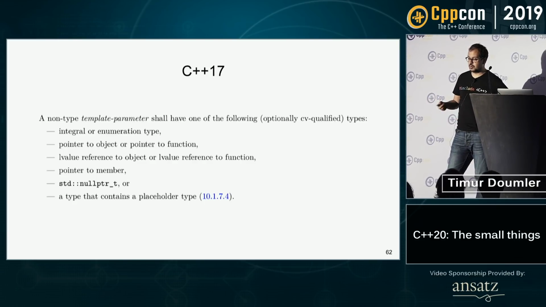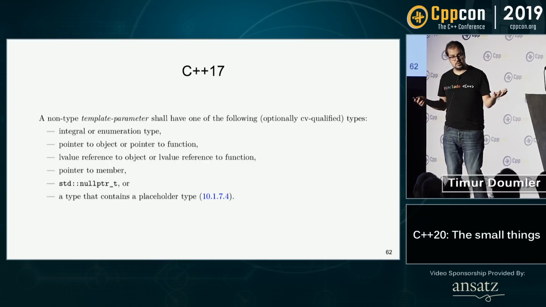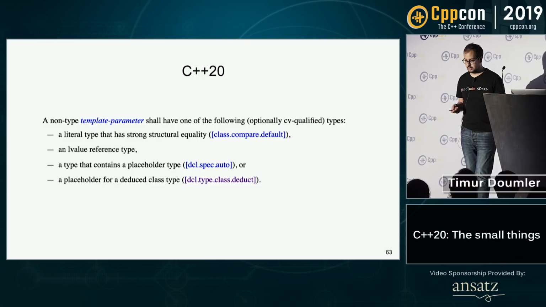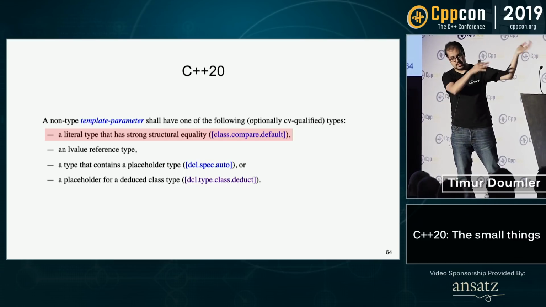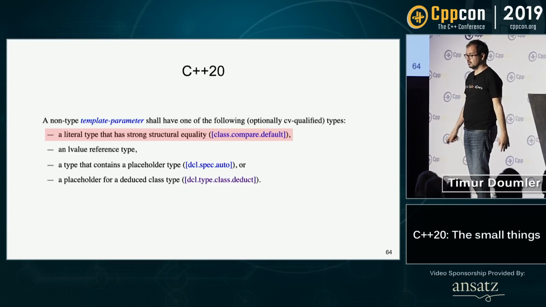So: integral, enumeration, or pointer, or reference. In C++20, the rules look quite a lot different. So it's now a lot more generic. These are the rules in C++20. You can use anything as a non-type template parameter, if it's a literal type, which means you can construct it at compile time. We saw this before. It has a constexpr constructor. And if it has strong structural equality.